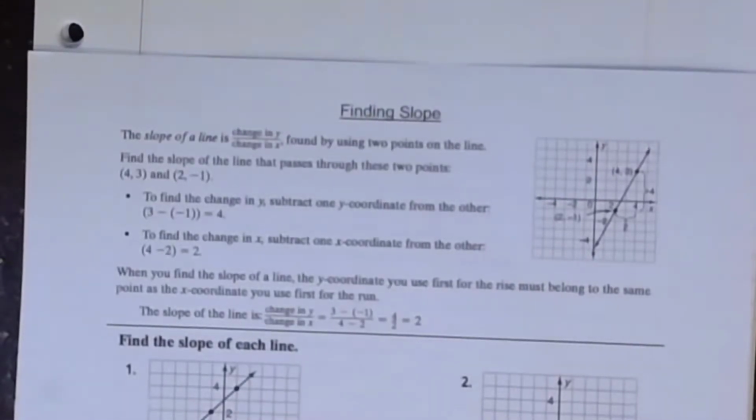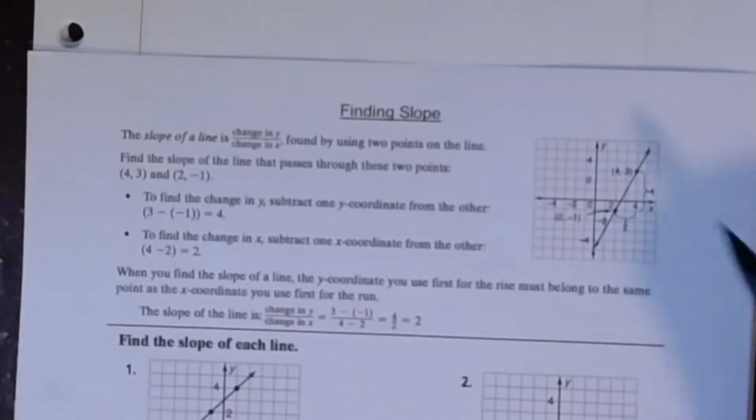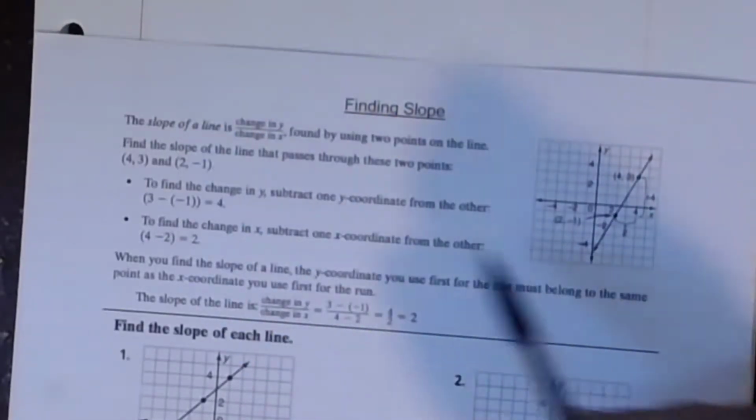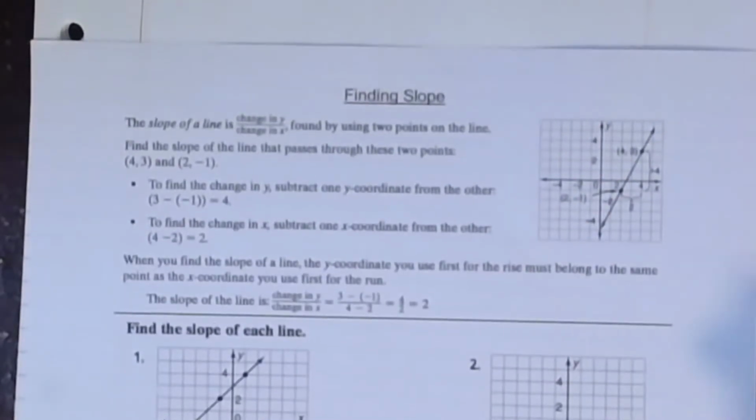Hello, today we're going to be finding the slope. The slope is basically, you can look at it many ways. People say it's the rate of change, or rise over run, but basically it's the change in the y direction, which is up and down, how much it changes going up or down, and the change in x, which is left or right, how much it changes going to the left or right. So that's what a slope is.